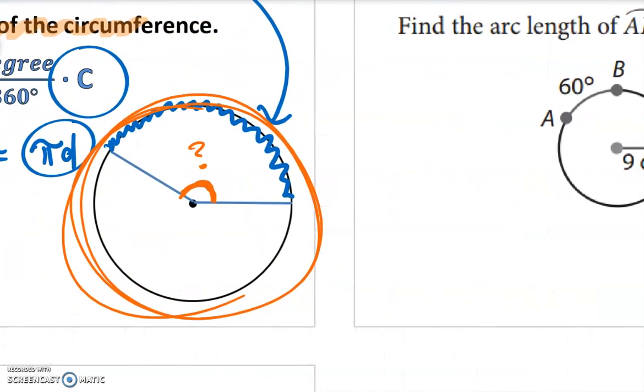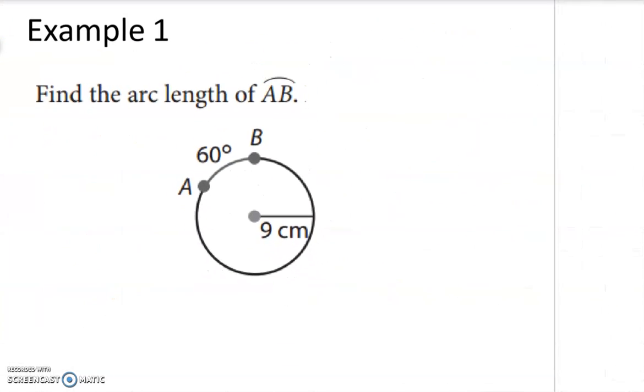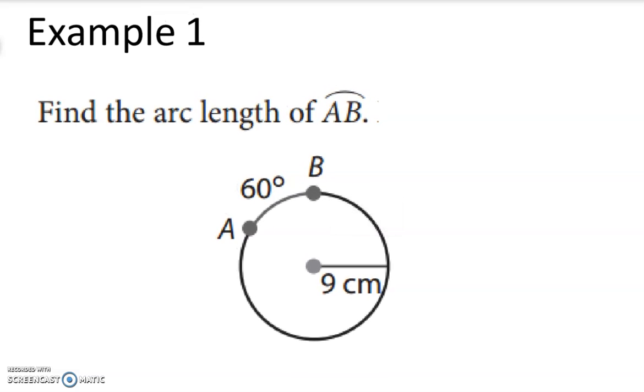Let's try some examples of this. Pause the video, rewind as much as you need. Copy down example 1, pause, and continue when you're ready. It says find the arc length of arc AB. So first let's find arc AB. Arc AB is going to be right here, and it's saying that arc AB is 60 degrees. If I were to make two radii that connect, that means this would also be 60 degrees. So remember that the arc measurement and the central angle are the same.